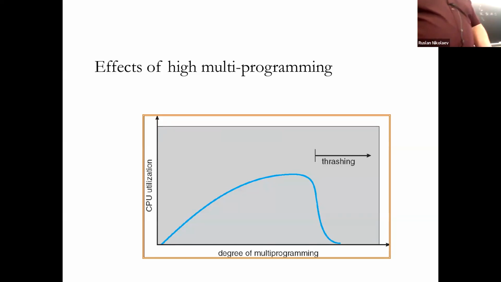So what are the effects of high multi-programming? Once the degree of multi-programming is increasing and we have a lot of processes running on our system, then at some point, if we run out of memory, we should expect that we will have some thrashing, right? And at some point, it may not be worthwhile to do that. It depends on how much memory you have.